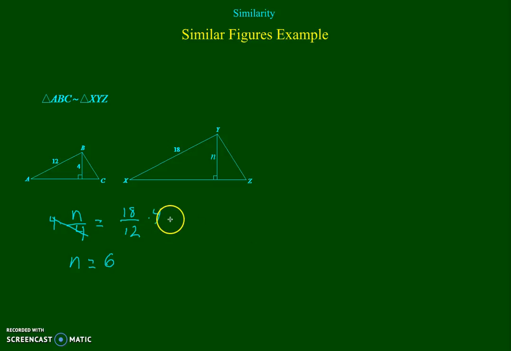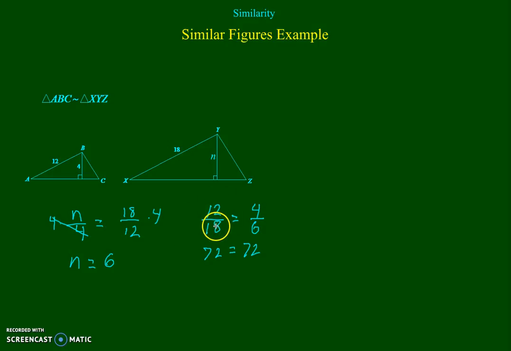Again, let's go ahead and verify that the ratio of corresponding side lengths AB to XY is equal to the ratio of our altitudes. So 12 is to 18 as 4 is to 6. So 12 times 6, 72. 18 times 4, 72. So they equal. So we verified that the ratio of any corresponding length, whether it be altitudes, medians, side lengths, they're all equal to the scale factor.